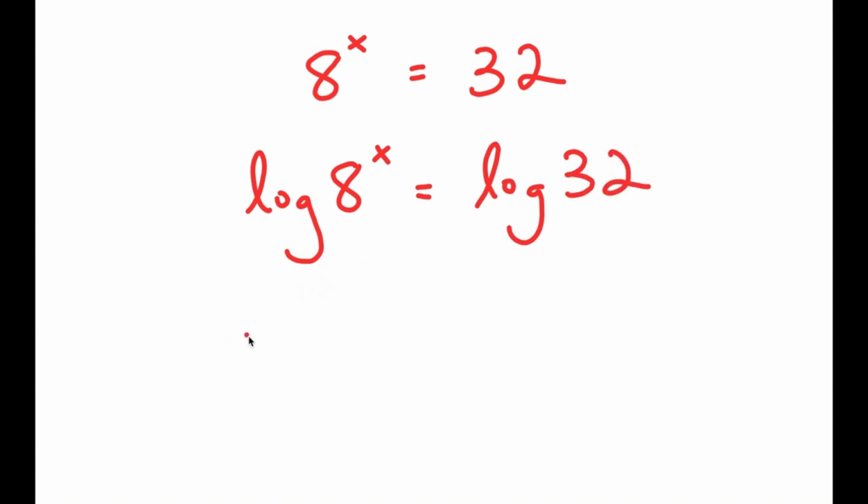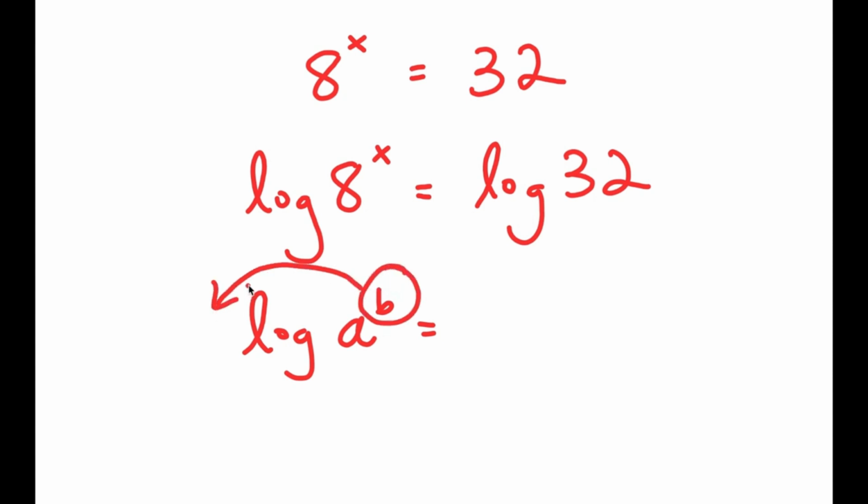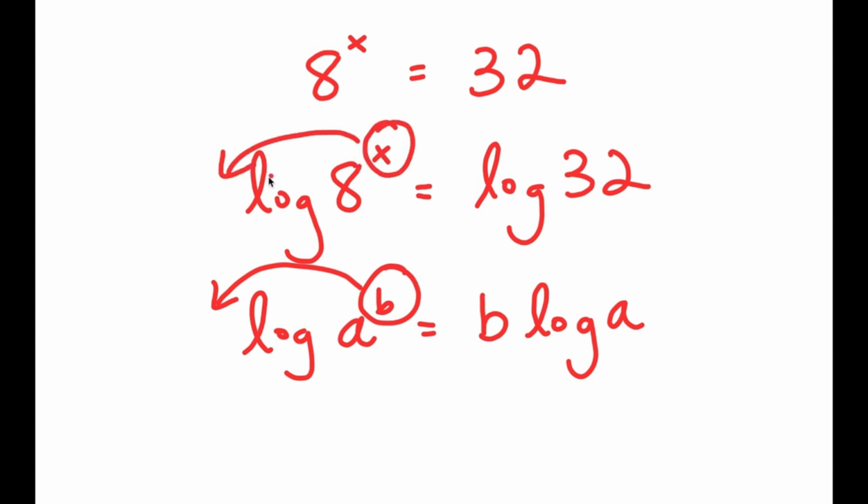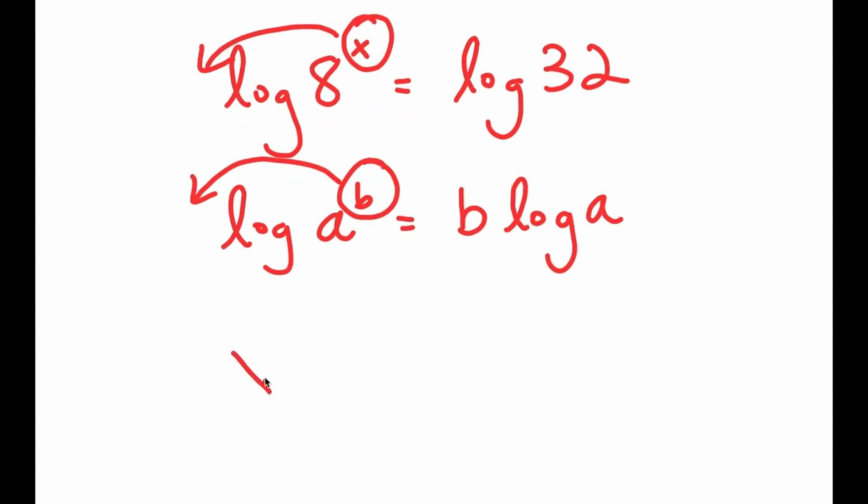And now if I have something in the form log of a to the power of b, I can move this exponent b to the front of the logarithm. So this turns into b times log a. So log a to the power of b is equal to b times log a. Now in the case of log 8 to the power of x, we can think of x as b, so we can move x to the front of the logarithm. So I get x times log of 8 is equal to log of 32.